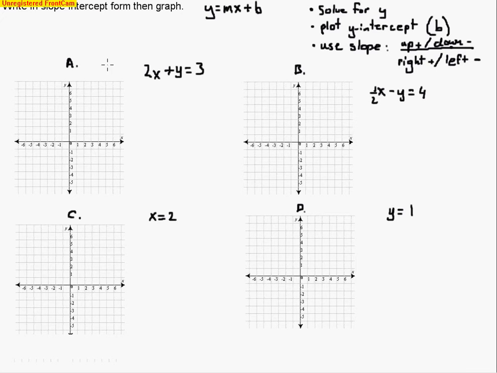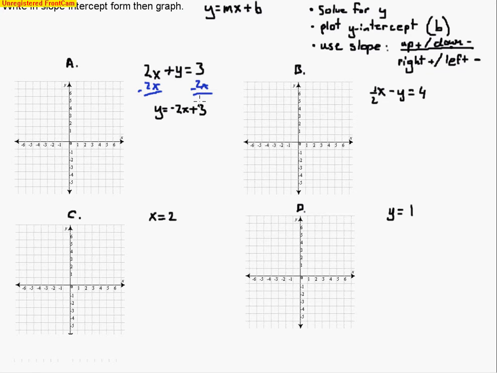So taking a look at this first problem, we need to get y by itself. And so first thing I'm going to do is subtract 2x from both sides. Once I've done that, I've gotten y by itself. So we can rewrite our equation, and it would be y equals negative 2x plus 3. I like to put the x term first, the constant last, so it matches the form that we want it in. And from there, I can go ahead and figure out what my slope is and my y-intercept.